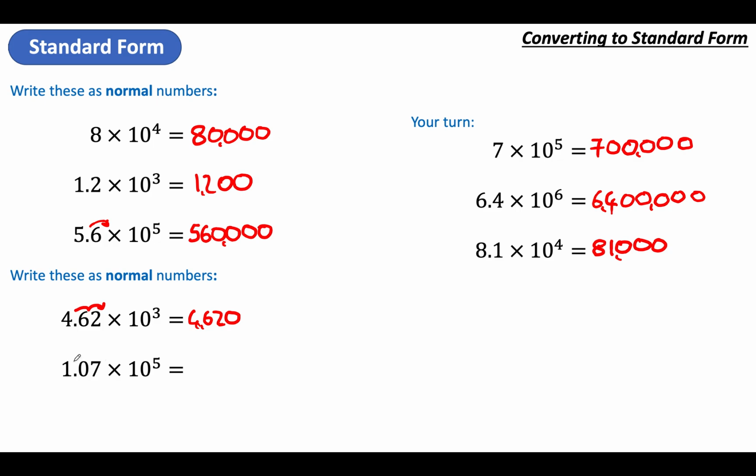So 1.07. So 2 jumps turns it into 107. And I need 5 in total. I've used 2. So 3 more, isn't it? 3 more there. 107,000. And 3.101 times 10 to the power of 6. You know this now. So first of all, 3,101. That's 1, 2, 3 places bigger. But I need a total of 6. So that's another 3 places bigger. 3,101,000.